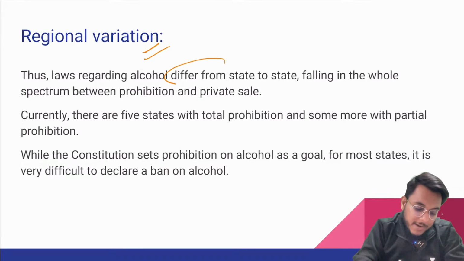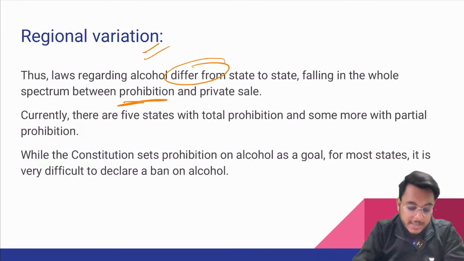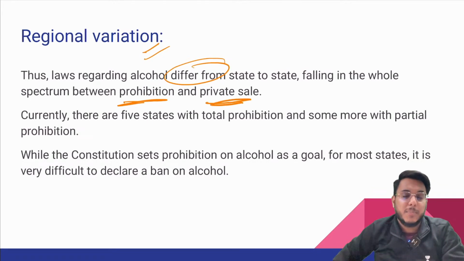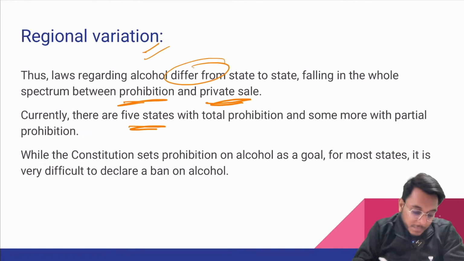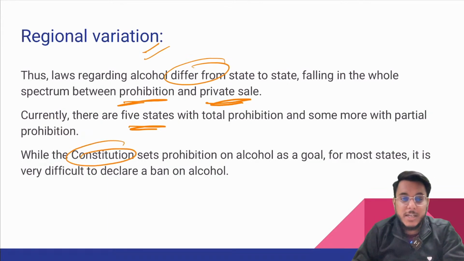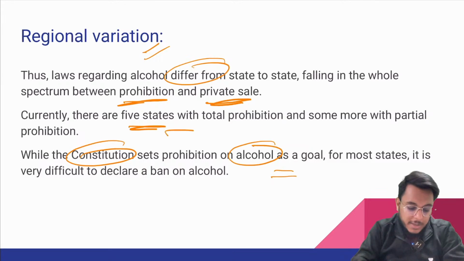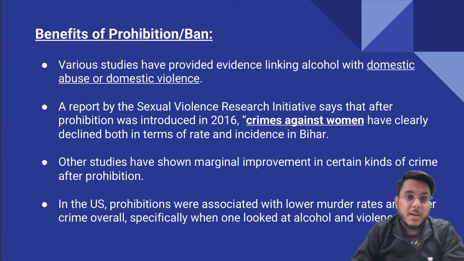Fine. Now there are regional variations in how alcohol has been treated. It differs from state to state. There are certain states where complete prohibition is there, in certain states private sale can be allowed, and in certain states private sale is not allowed, only government sale is allowed. Right now there are 5 states with complete prohibition. The constitution has provided that alcohol needs to be prohibited. It's a common goal.